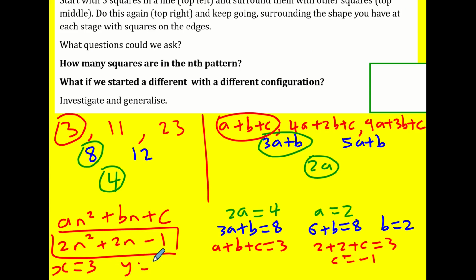And then the height is 1. So we've done that. But what about now if we start with a different configuration? This is where I want you to really run with it. Go for it. See what you find out. See if you can investigate and generalize. That is the main purpose of this lesson now. Good luck.